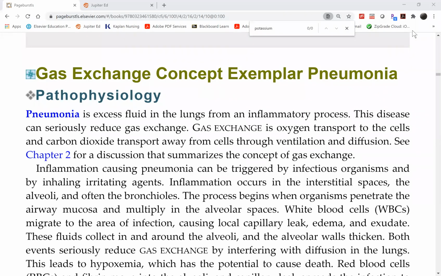Right, can you see the textbook, pneumonia? I don't see anything. No, I don't see it. See it now? It's loaded. Yeah, we see it.